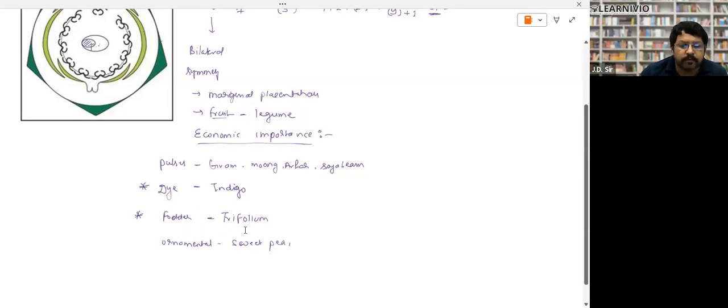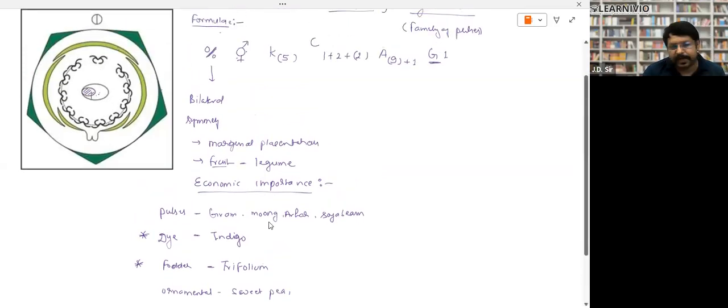Trifolium is the fodder which is grown for the animals, right? It belongs to this family. And the ornamental plant, sweet pea, which is used as a vegetable and is also an ornamental plant, belongs to this family. Tell me, if you want to ask any question, you only have to remember this: what is visible on the screen? Tell me if you have any doubt.